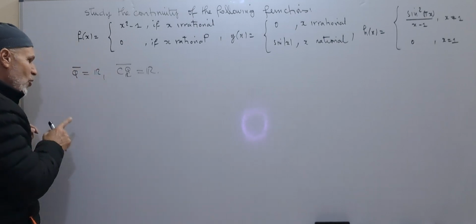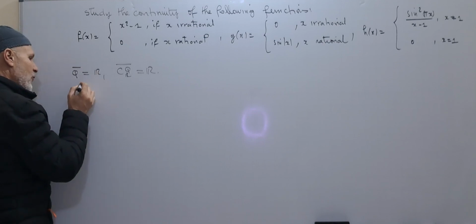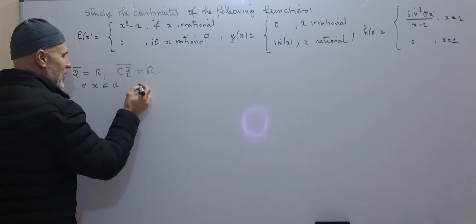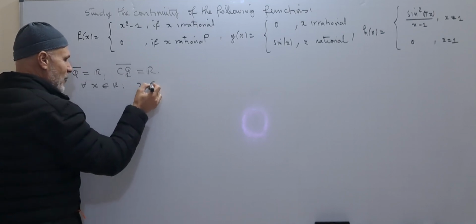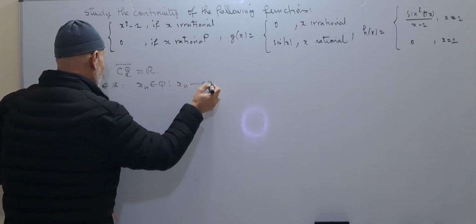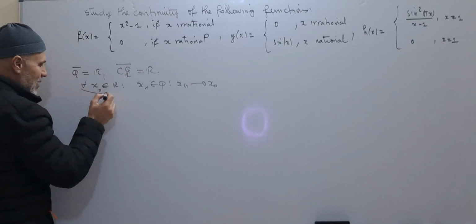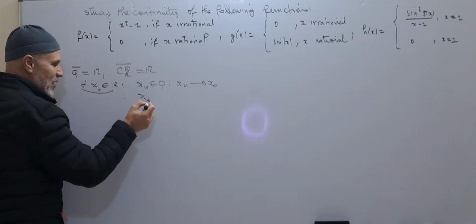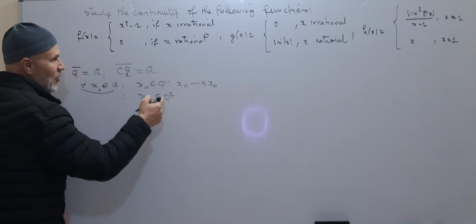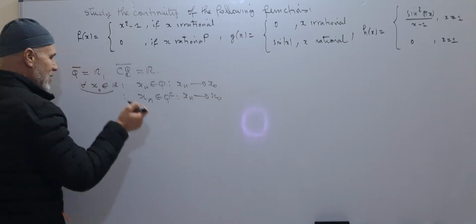elements. Or using another explanation, for all elements x0 from R, we can find a sequence xn from Q such that xn converges to x0. And for all elements x0 from R, we can find a sequence xn from the complement of Q, which is the irrational numbers, such that xn converges to x0.